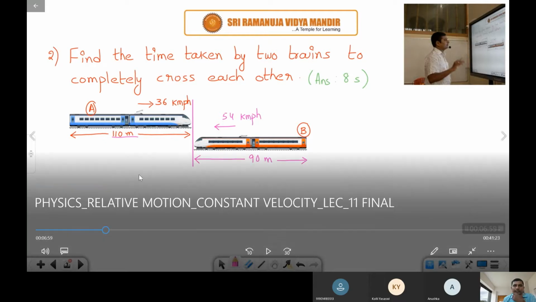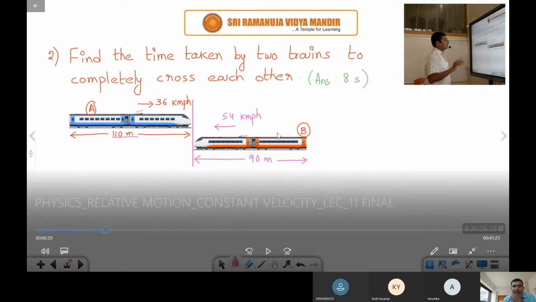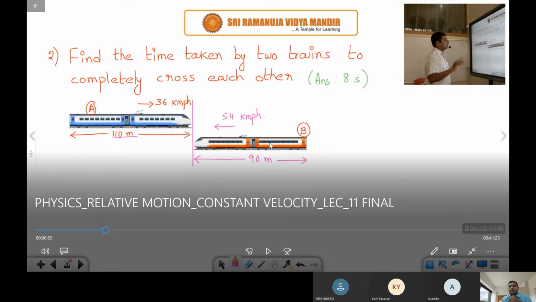Now length of the first train is 110 meters. Length of the second train is 90 meters. A train is moving with 36 kilometers per hour. B train is moving with 54 kilometers per hour. Now, as I told you, whenever two bodies are simultaneously moving, which concept we should apply? Relative motion. So here, let us see how to solve.